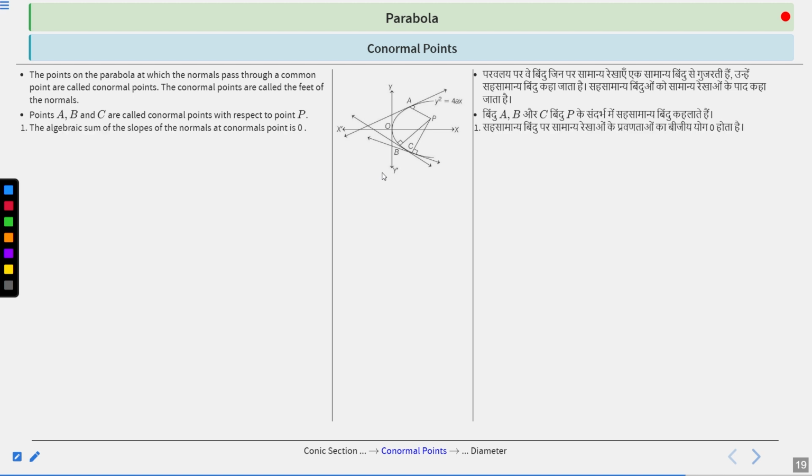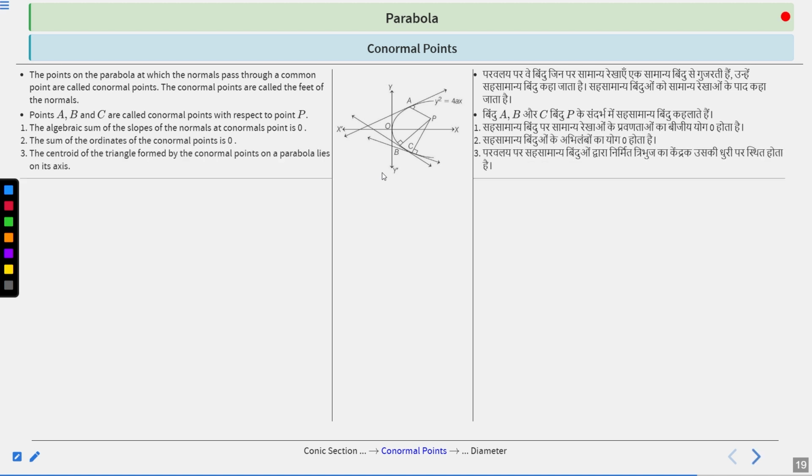Now the algebraic sum of the slopes of the normals at the conormal points is 0. The sum of the ordinates of the conormal points is 0. Next, the centroid of the triangle formed by the conormal points on a parabola lies on its axis. Clear?